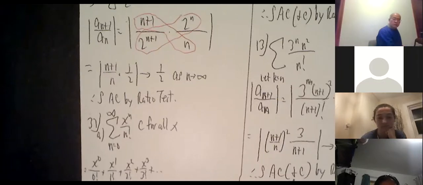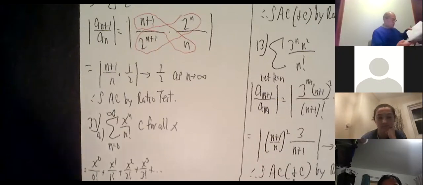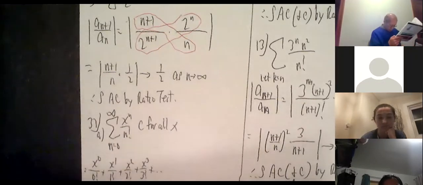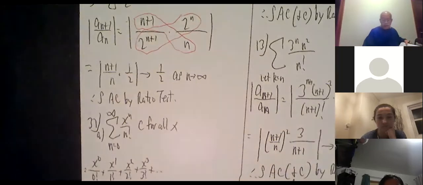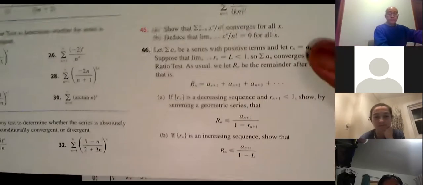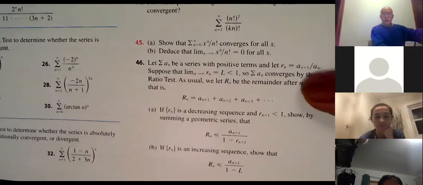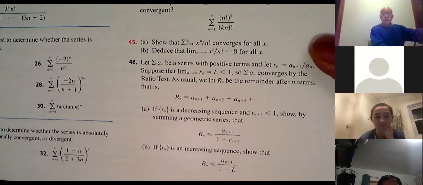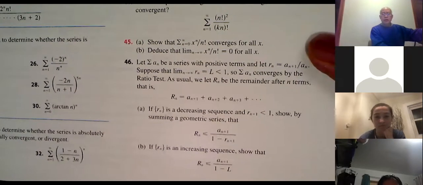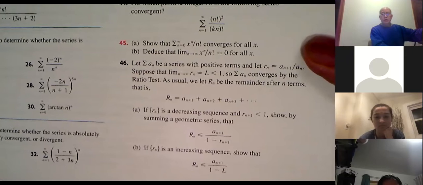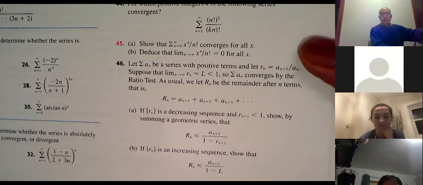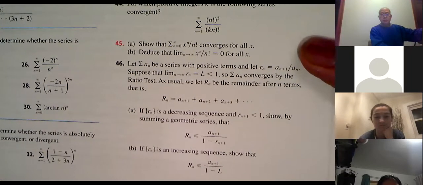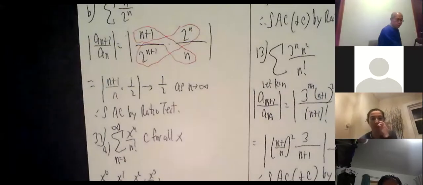All right, then finally, my 37, which is your 45. Did I put in 45? Yeah, I just added in 45. Show that summation n equals 0 to infinity, x to the n over n factorial converges for all x. B, deduce that the limit as n equals infinity of x to the n over n factorial equals 0 for all x. Okay, so what does that mean?